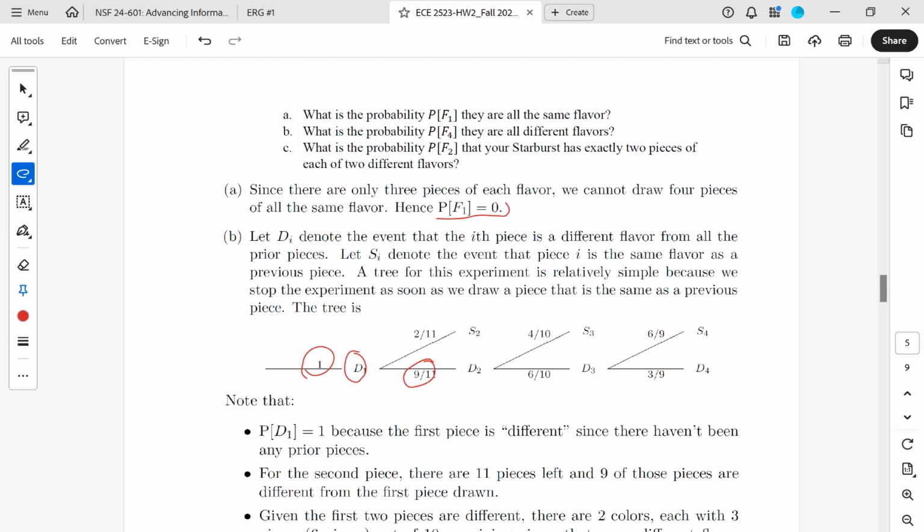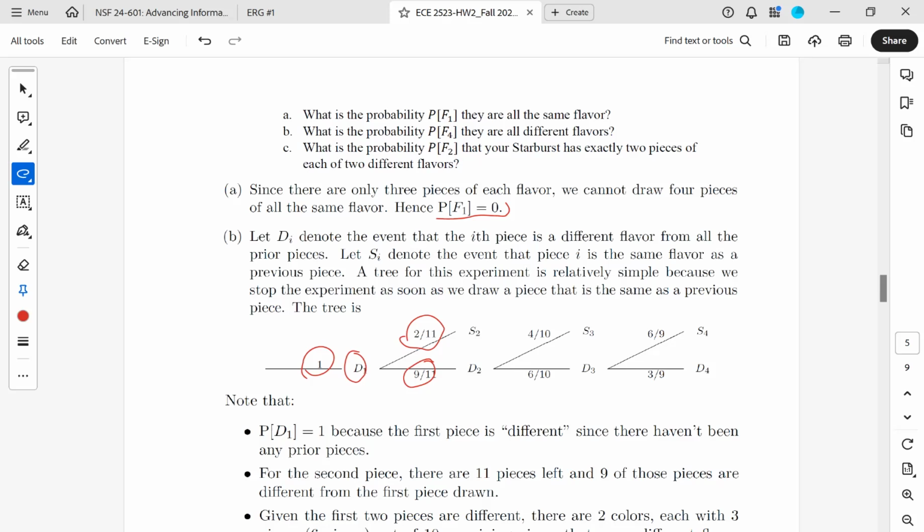So we have a 9 over 11 chance of picking a different flavor in the second draw, meaning 2 over 11 is the chance of picking the same flavor. We already went over that in the previous question. Why is it 2 over 11? So it's quite clear.